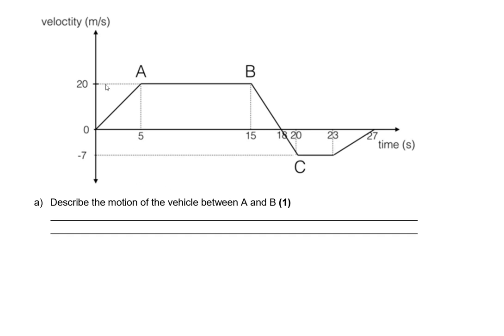Now describe the motion. First of all, what graph is it? It's the velocity-time graph, so the y-axis has velocity. Now describe the motion between A and B. Between A and B, we can see the line is flat. If the line is flat, it means that the velocity is staying at 20. So look, 20, 20, 20, 20. So the line is flat, staying at 20. This is constant velocity. So velocity stays the same.